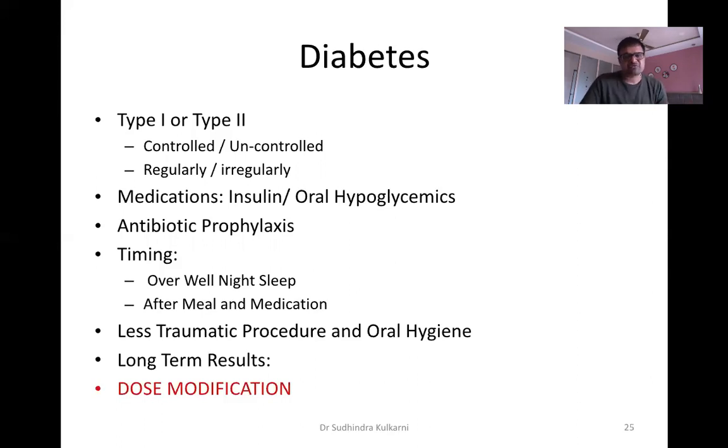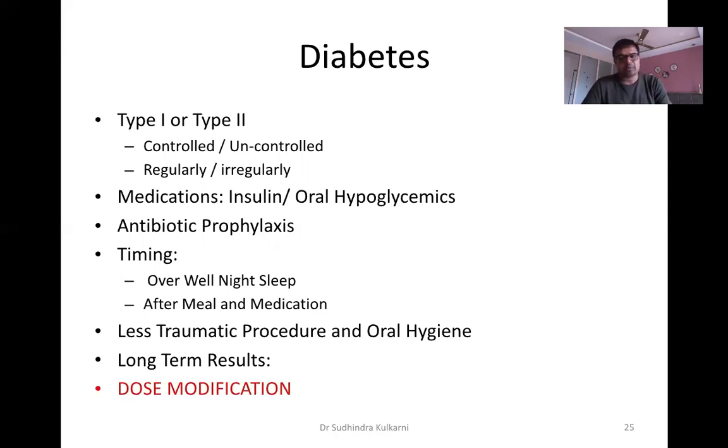Second, you check their glycated hemoglobin. If the glycated hemoglobin is below 7, then they're absolutely good enough. So you do a glycated hemoglobin and then a random blood sugar. If both of them are within normal ranges, that is below 7 and below 180, you're good enough to go ahead and do any treatment.